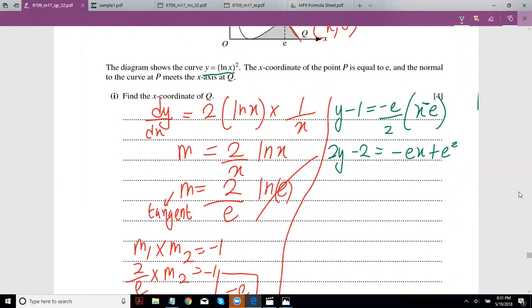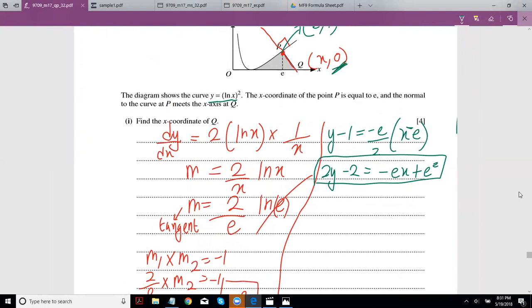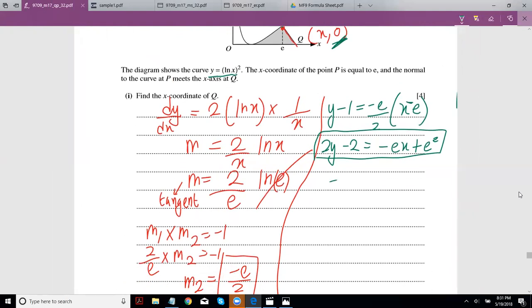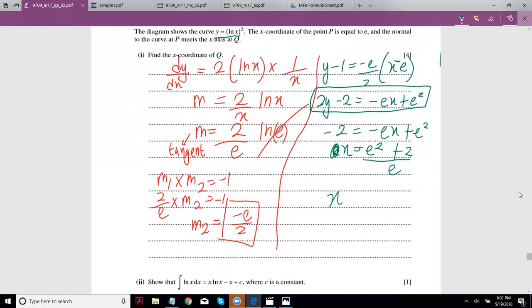That's what you get. This is the equation, you could say, of the normal. To find the coordinates of Q, you just put y = 0. So that will be -2 = -x + e², which makes x = (e² + 2)/e. And if you pop that into your calculator, you'll get your answer.